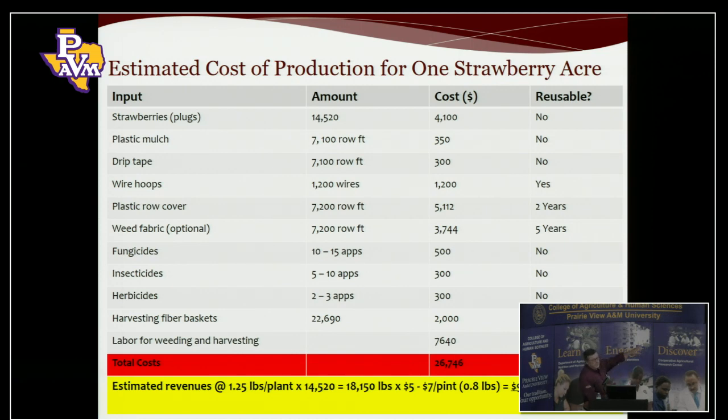These costs look kind of high, don't they? But in California, the costs are $60,000 per acre just to produce strawberries. They get 4 to 5 pounds per plant, so they get a lot higher. Their season's longer, but they spend a lot of money just to get those horrible tasting fruit to your grocery store. Hopefully nobody's from California here.